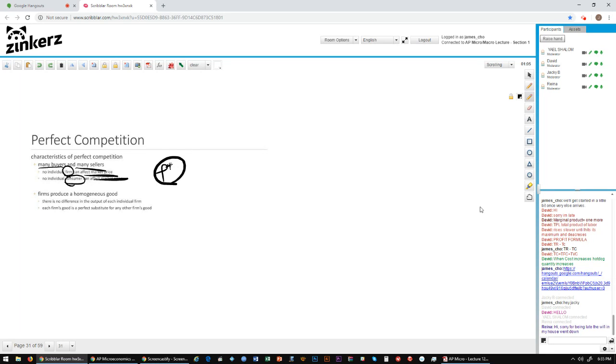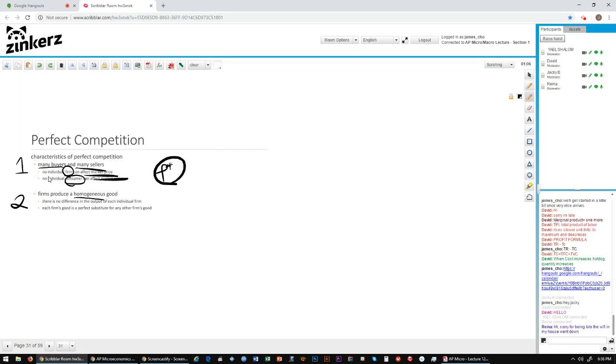Good. So there's our first major characteristic: many buyers and many sellers. Our second one: our firms produce a homogeneous product, a homogeneous good. Anybody out there, wild guess, what do you think homogeneous means? The same. Okay? I'm not talking about similar. I'm not talking about kind of sort of the same. I'm talking about exactly the same.